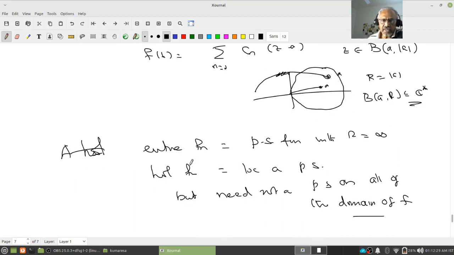Now I want to contrast. When I say entire function, it's a power series function with r equal to infinity. That means an entire function is represented by a power series on the whole domain of the function. Whereas when I say holomorphic function, it's locally a power series, but it need not be represented by a single power series on the domain of the function. For example, on C star, 1 by z is holomorphic, but it is not represented by a single power series. Please understand the difference.